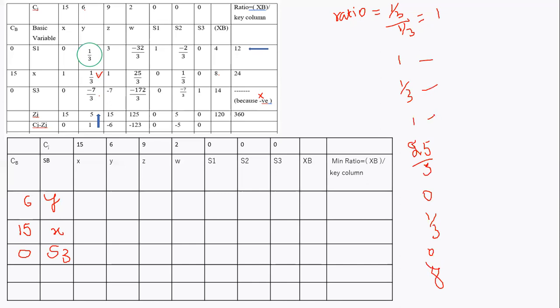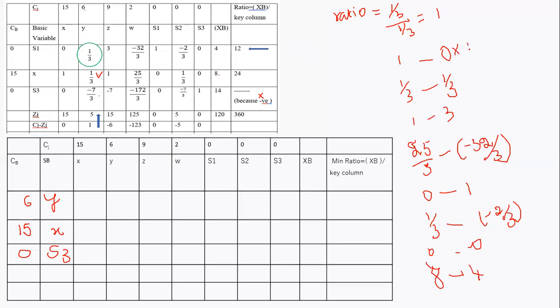This problem is a little bit lengthy. Then key row. Key row is 0, 1 by 3, then 3, and then minus 32 by 3, and then 1, then minus 2 by 3, then 0, and then we have got 4. And here the ratio is 1. So if you multiply with 1, it remains same, right? So we need not write that.